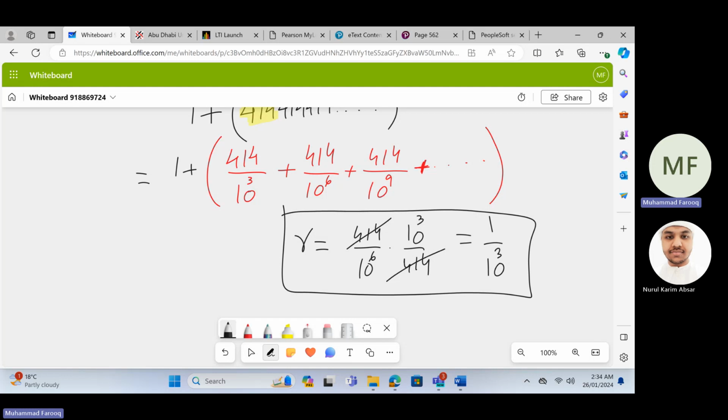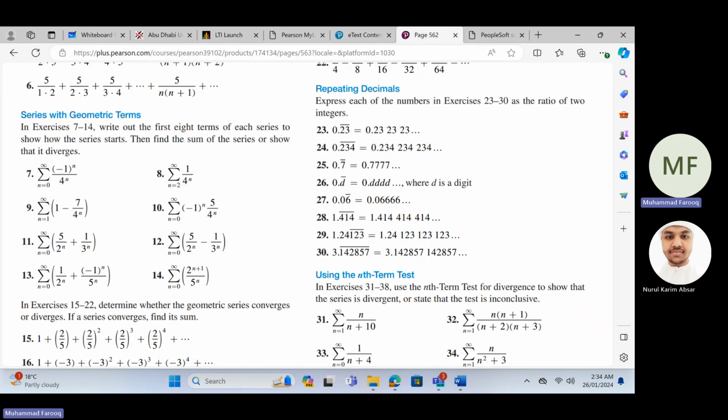I did not understand from the beginning, how did we separate the 1 plus? Actually, this question has 2 parts. One part is not repeating. Look here, the 1 has no bar, it's not repeating, and 4, 1, 4 has the repeating part. We only separate repeating and not repeating. It's part of the procedure. At the end, we add.